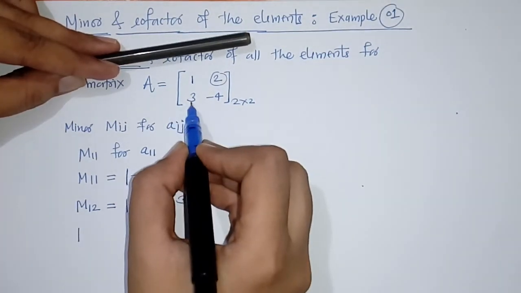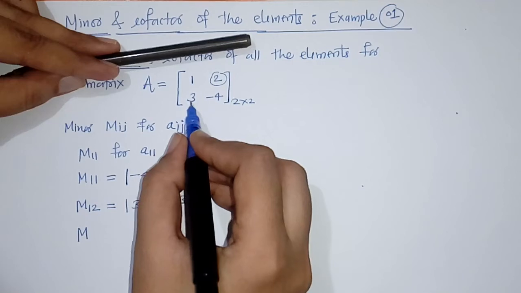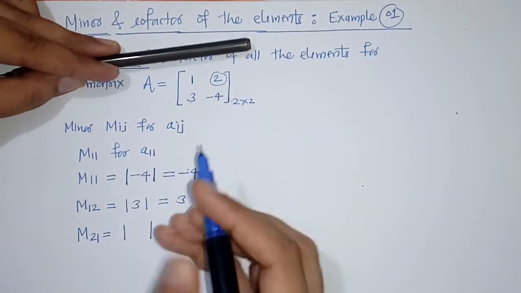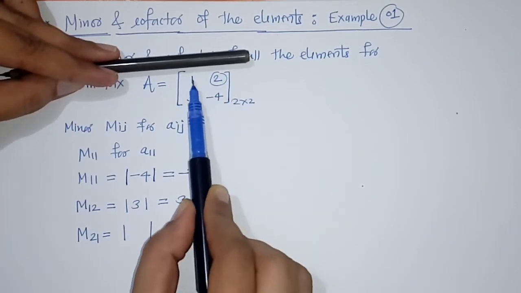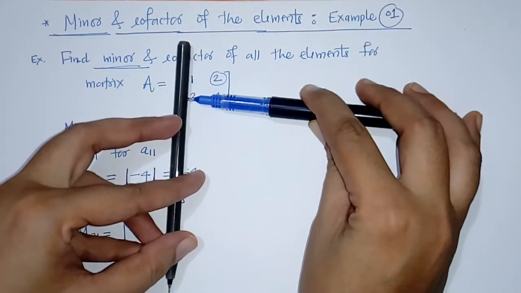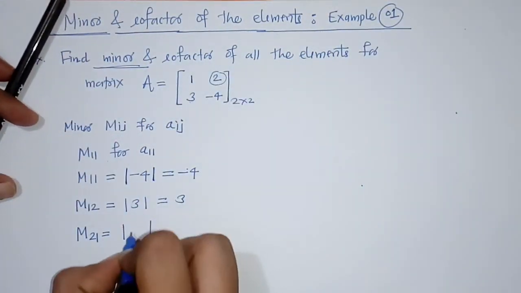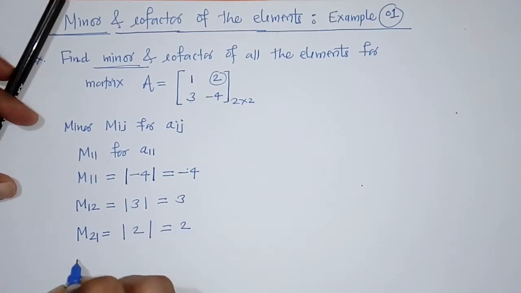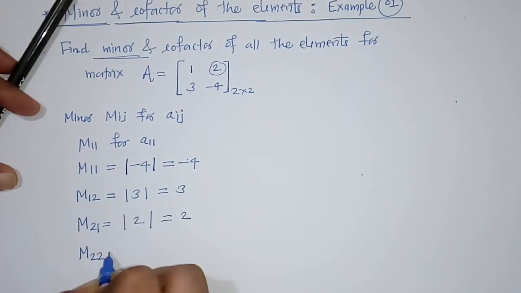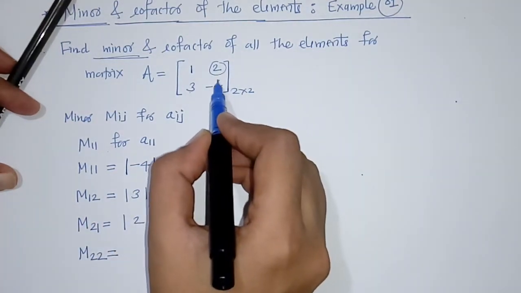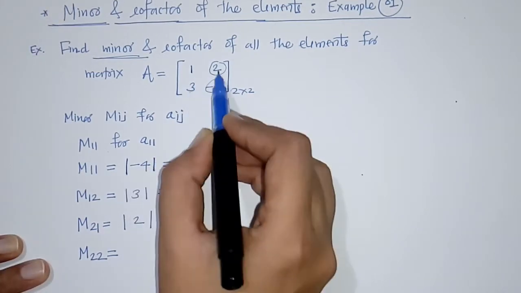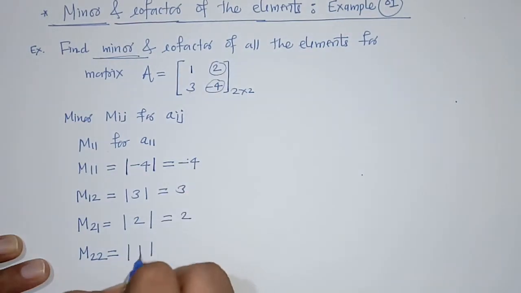Next we need the minor of this 3. What is its position? This is A21. The determinant left after excluding this column and this row is 2. Similarly, we have the minor of this A22, so we will write M22. Excluding this row and this column, we get 1.